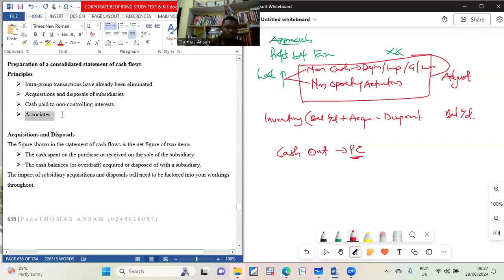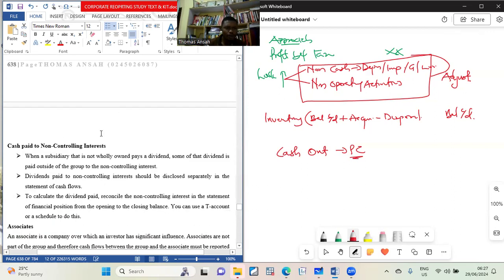Then the associate too, what you pay to acquire is an outflow. They will give you a dividend, inflow. Profit on associate is not a cash flow. Profit is not a cash flow. Take note of that. Profit is never a cash flow. All right. So those are the issues we learned on acquisition and disposal.